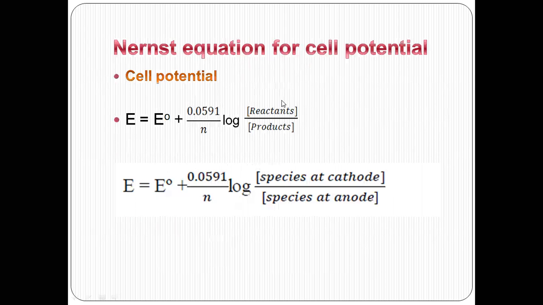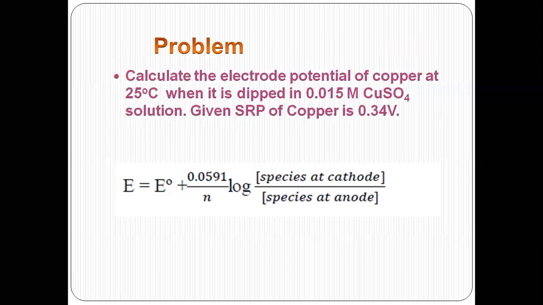When we move to the cell potential, it is the same: E equal to E naught plus 0.0591 divided by n log, but instead of Mn+, we have to write reactants by products. So E equal to E naught plus 0.0591 divided by n log of the species at the cathode side, the metal ions, divided by the species at the anode side. This is the way of representing the cell potential. Now we'll move to the problems based on the single electrode potential and the cell.